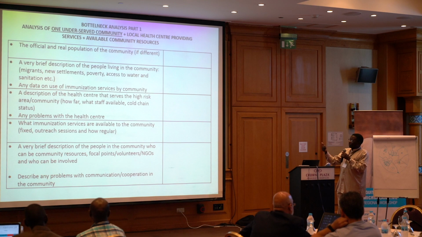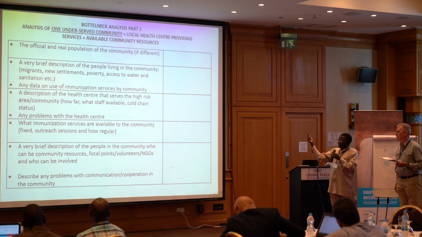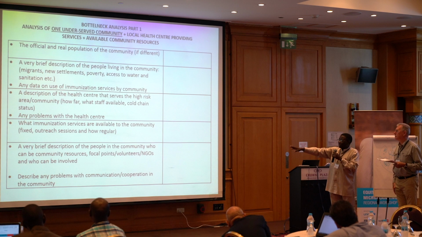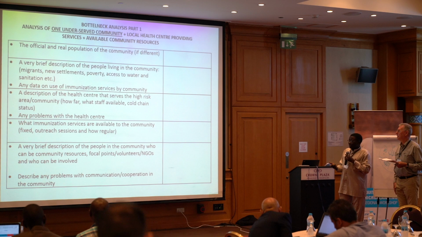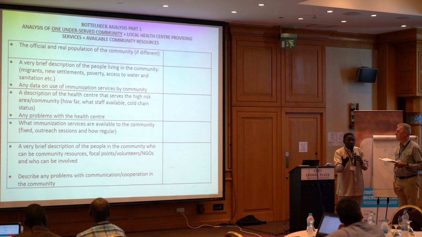What immunization services are available to the community? The health center will tell you that, but also talk to the community. Sometimes the health center may think that it is giving that service, but it is not. Then a brief description of the people in the community who can be community resources, because you need to work with them more regularly. Describe any problems with communication and cooperation in the community. That is why, when you identify the community resource focal point, you really need to get their contact, phone, or whatever, so you can commonly link up with them.